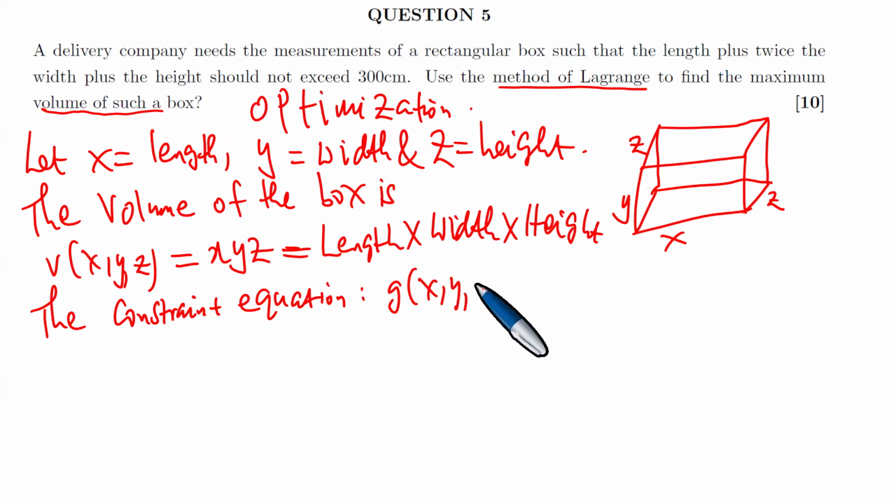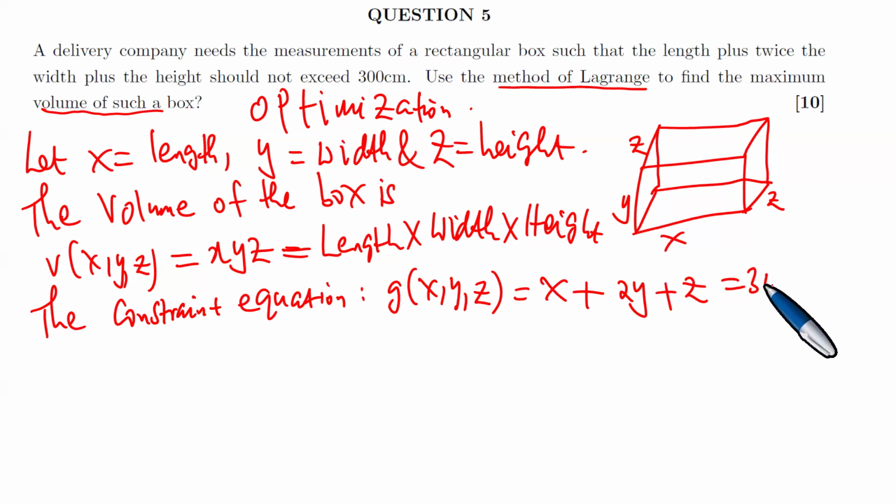So we call it G(x, y, z), such that the length. If you have the length, and we call the length x, plus twice the width, the width is y, so that the length plus twice the width, plus the height, height is z, should not exceed 300. So it can always be 300 or less.